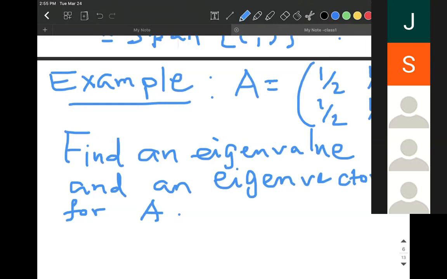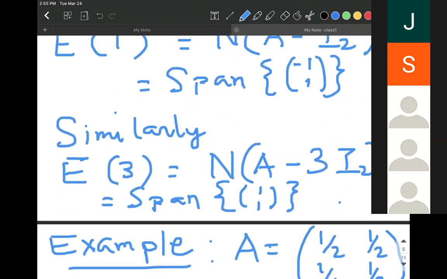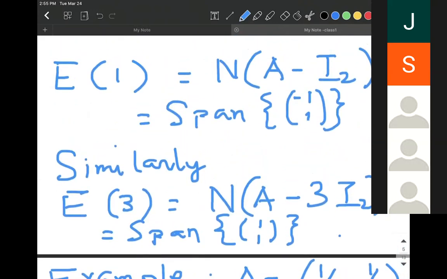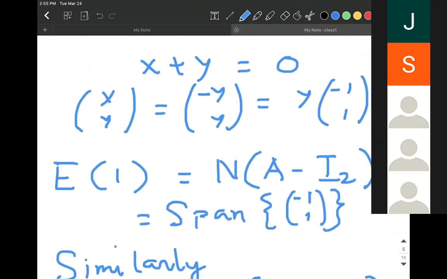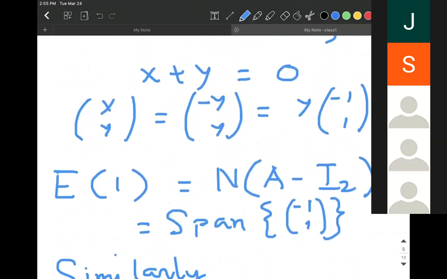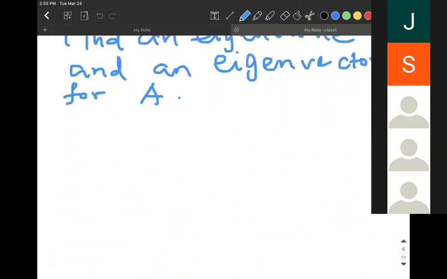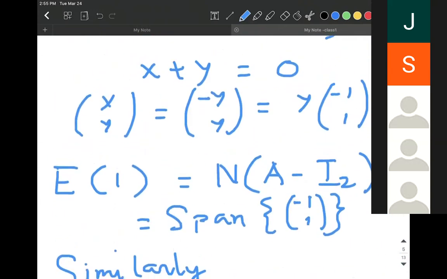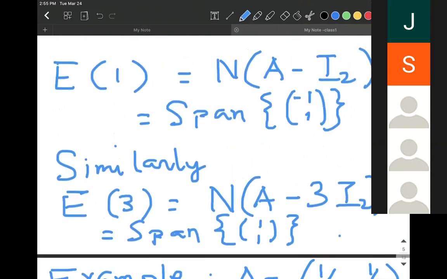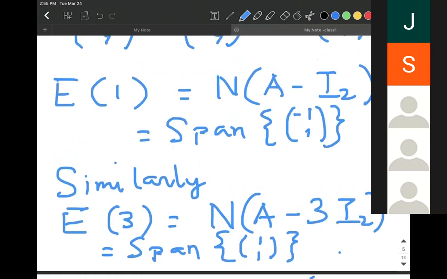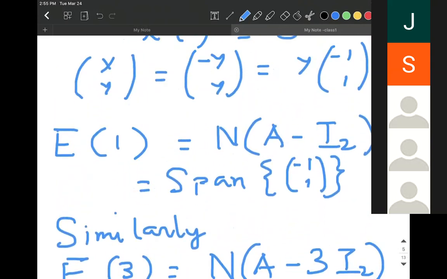Yeah, so for the previous question, no, E3 doesn't have the same span. E3 span is given by 1, 1 on both the components, and for eigenvalue 1, it's minus 1, 1. So they're different. And if you notice, if you take the dot products of the two eigenvectors, it will be 0. So it means that one is perpendicular to the other.